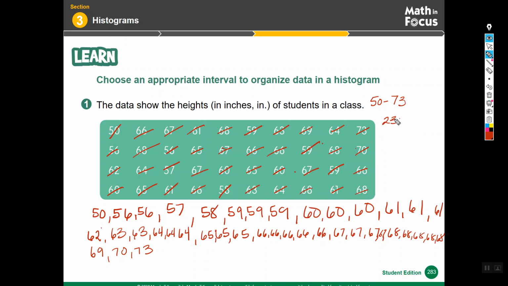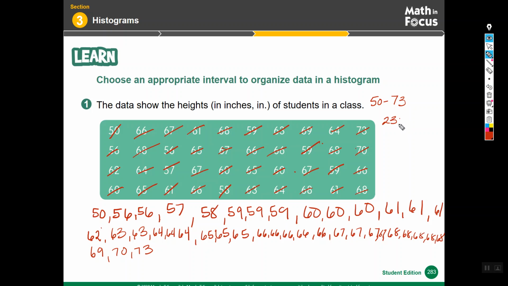And so 23 is a prime number, right? So there's nothing that I can divide it by. So I'm going to either go down to 22, but that only gives me factors of 2 and 11, and I don't want intervals that are just 2 each, and have to have 11 of them, or vice versa, have intervals of 11 and have 2 of them. That doesn't really give you a clear picture either.